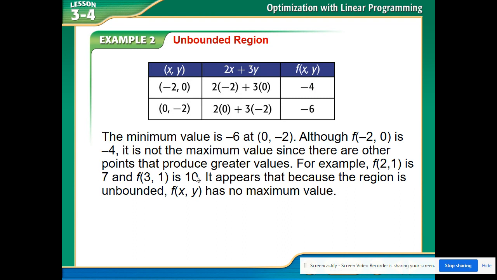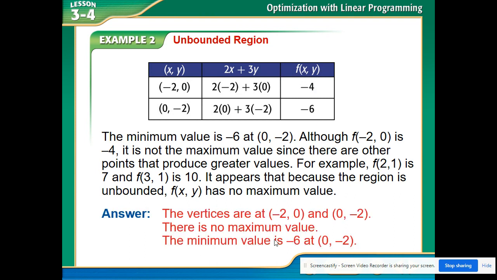So what's happening to our values? They keep getting bigger and bigger and bigger. So there is no max value. So then I have to look at these and find out which one's the minimum. And that's the 0, -2. So that's how I decided that this was a minimum value at -6, and that not being a maximum value at -4. Because we didn't know whether it was keep getting bigger or smaller, so we have to test points. So there is no maximum. The minimum is -6 at 0, -2.